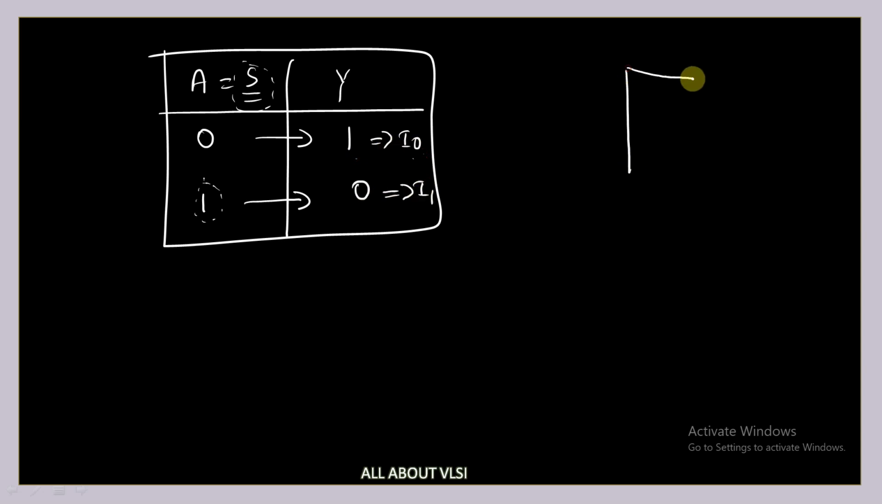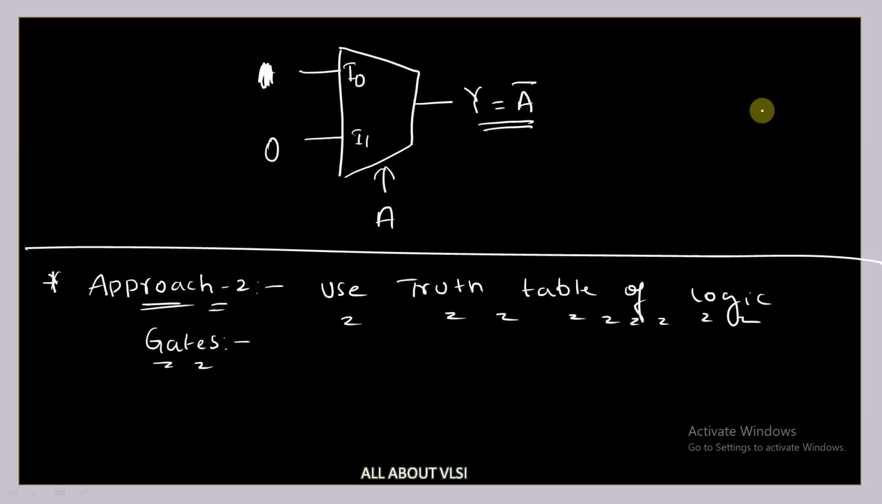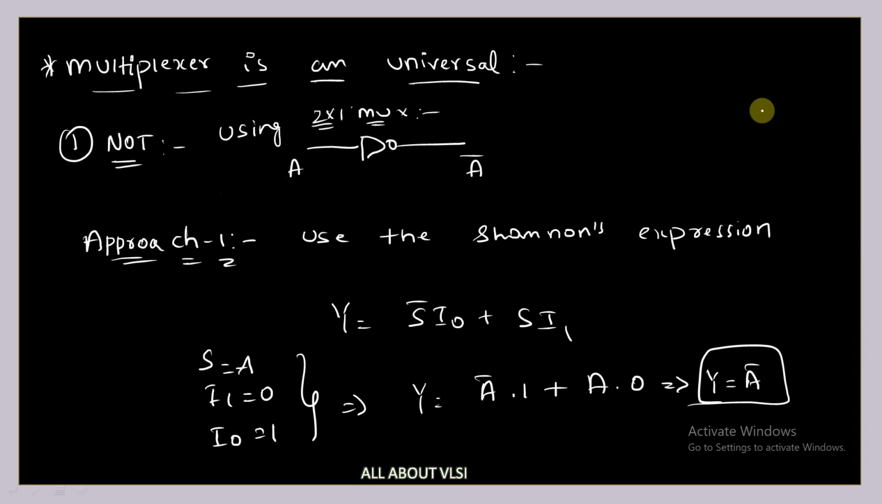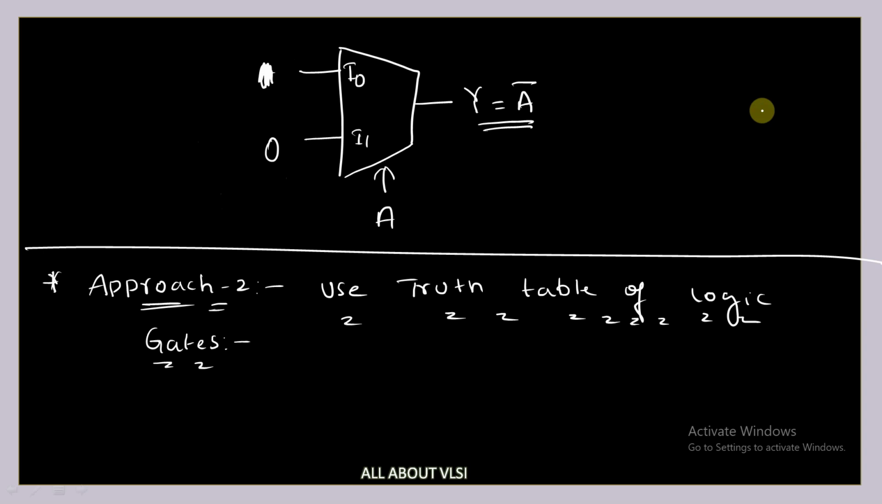From this also, you can draw the diagram of your multiplexer. This is I0 and this is I1. You connect 1 and 0, and you get your output Y. Is it clear? You can follow any approach. I feel approach 2 is easier and simpler, but if you wish, you can follow either approach. Now let us build our next type of gate, the AND gate, using a 2 cross 1 mux.